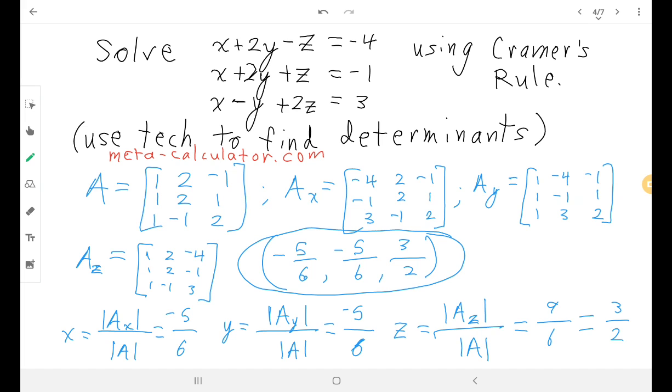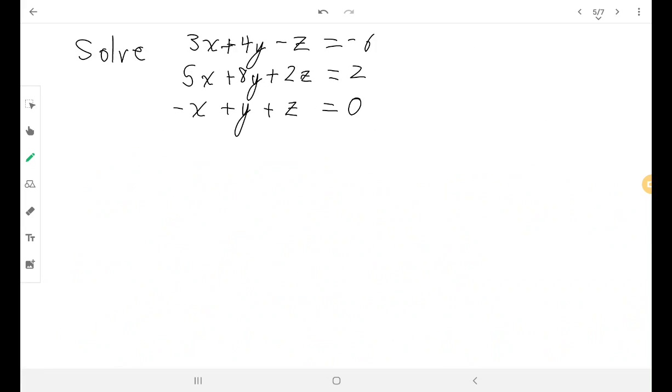Okay, there being no questions, I will move on. One more of these. Let's do this again, just to get some practice here. So matrix A would be 3, 4, negative 1, 5, 8, 2, negative 1, 1, 1.